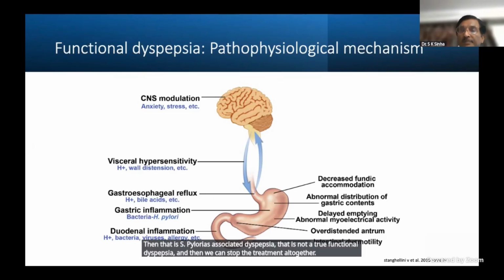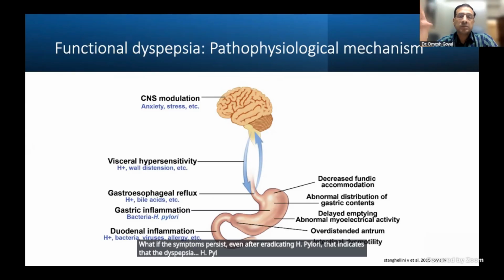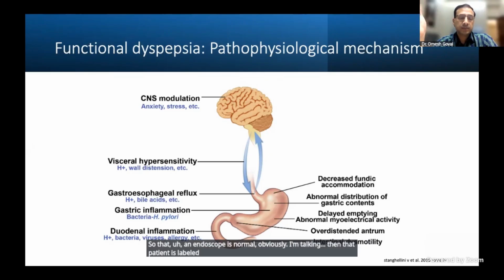But if the symptoms persist even after eradicating H. pylori, that indicates that H. pylori was not the cause of dyspepsia. So if an endoscopy is normal, obviously, then that patient is labeled as functional dyspepsia. So we should test and treat for this organism.